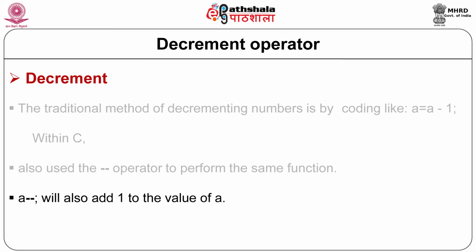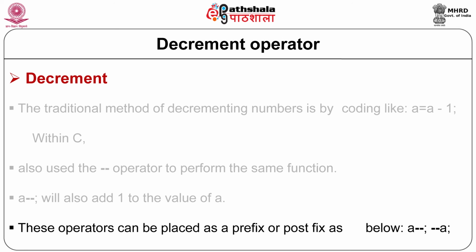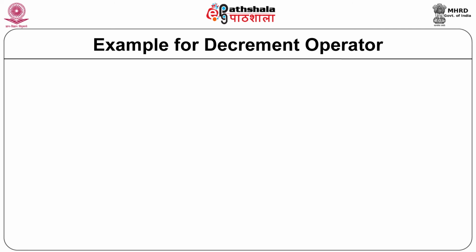1 from a variable. Now, in this also you will find postfix decrement operator and prefix decrement operator, a minus minus or minus minus a. Prefix decrement operator is minus minus a and postfix is a minus minus. Now, let us see simple example of how do we use decrement operator in C program.